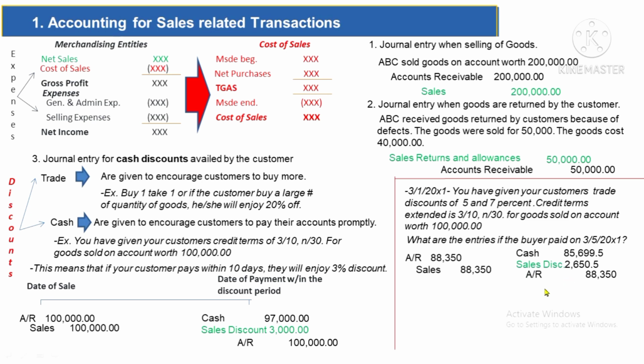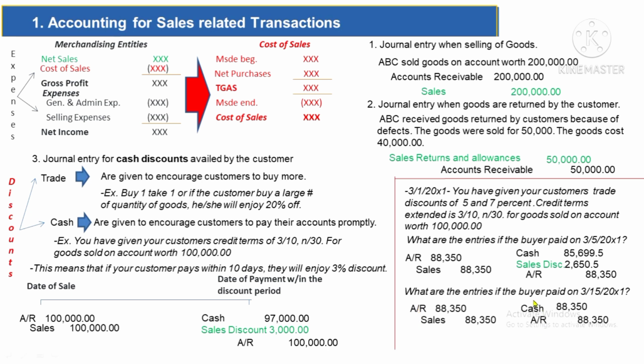So to complete this, let's have the assumption that the buyer did not pay within the discount period. So it's on 3/15/20x1. So we have our entries right here. These particular entries are similar to this set of entries, except that we did not record any sales discount and that the cash we have received upon collection is the full 88,350.